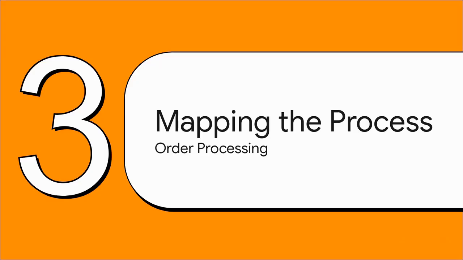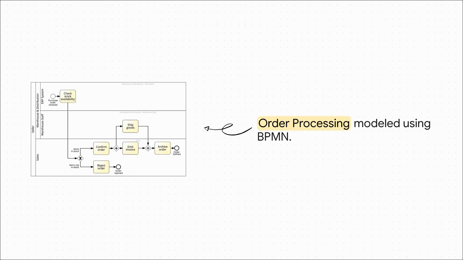Section 3. Mapping the order process. Okay, now that we know which room we're in, let's look at a concrete end-to-end example. Take an order processing process, modeled using BPMN, which stands for Business Process Model and Notation. Notice how it's divided into horizontal lanes? We call these swim lanes.